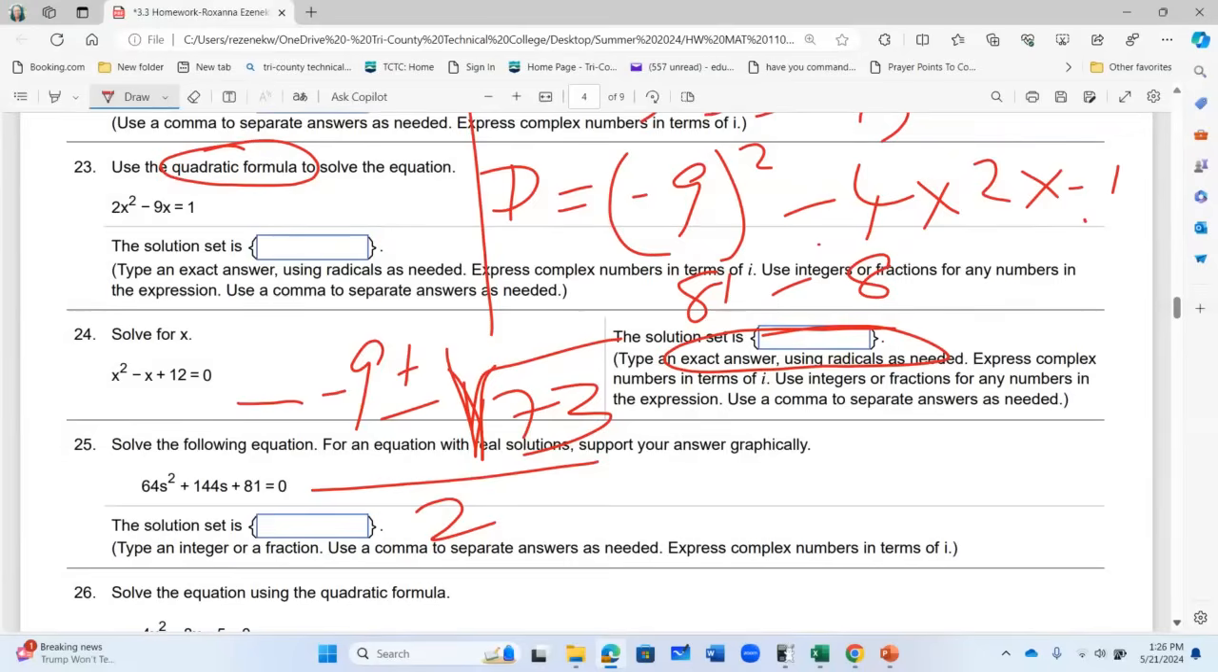Minus minus is plus, so your answer is 9 plus or minus square root of 73, full stop, divided by 2. Don't continue with the simplification. Any questions so far? Unmute yourself. Ask your question.